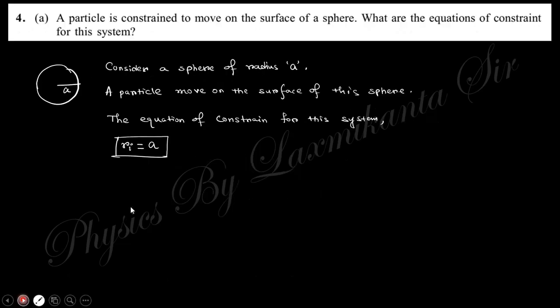Next question, a particle is constrained to move on the surface of a sphere. What is the equation of the constraint? The equation of constraint is nothing but r equals a, because the particle moves on the surface of this sphere. So this must be this one.